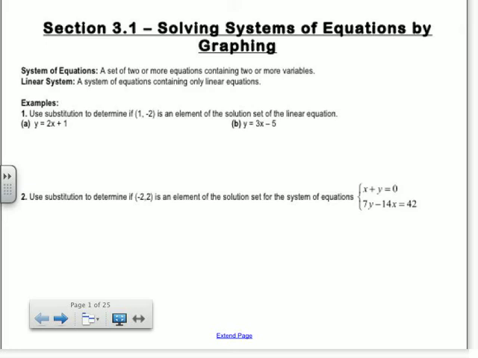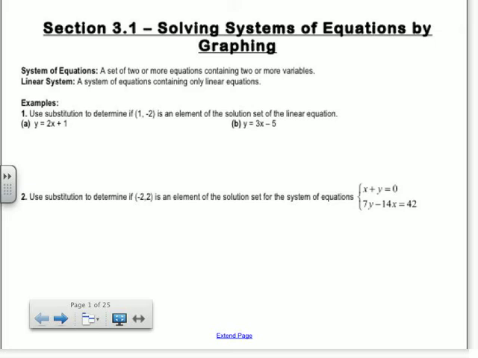So a system of equations is a set of two or more equations containing two or more variables. So like two lines, or a parabola and a line, or something like that. Now a linear system is a system of equations containing only linear equations. So linear means line, so only lines. In a linear system, you could have two lines that intersect, you could have two lines that are parallel, you could have all kinds of different things.